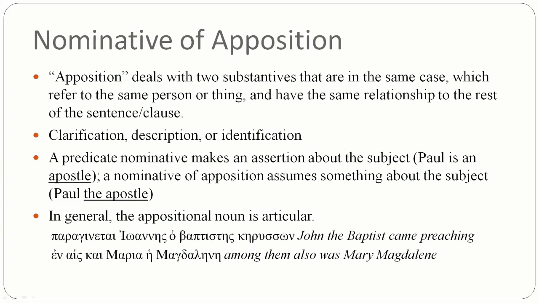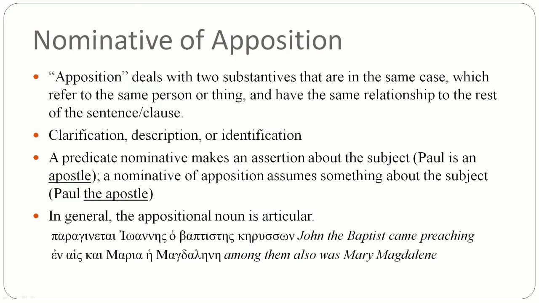Next one here, nominative apposition. I only included this because there are other instances of other cases with apposition, so it's important to know what this means. Apposition is two substantives, say two nouns or a pronoun and noun or whatever. Two substantives that appear in the same case and refer to the same person or thing. They also have the same relationship to the rest of the sentence or clause. They're both going to be the subject, or however else, the predicate nominative in this case.